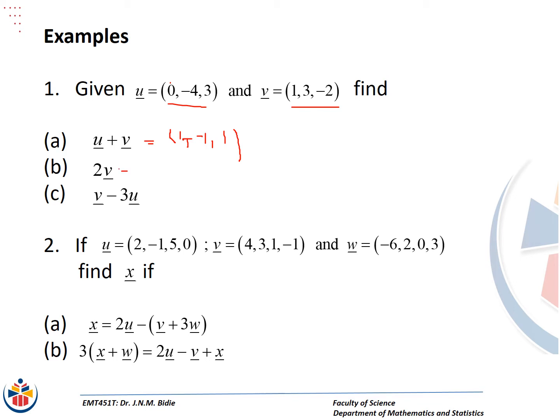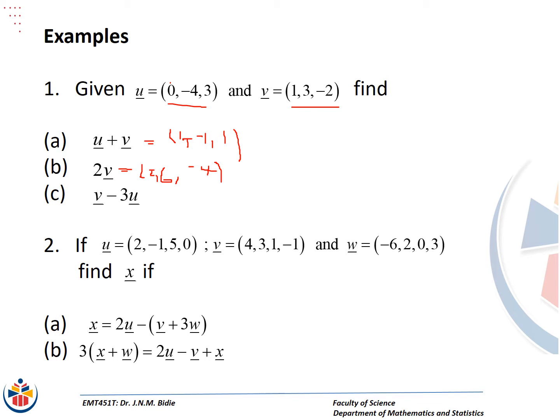Now 2 times v means each component of v is multiplied by 2. So I'm expecting the first component to be 2, second component to be 6, third component to be negative 4. So 2 times v is 2 times 1, which is 2, 2 times 3, which is 6, and 2 times negative 2, which is equal to negative 4.